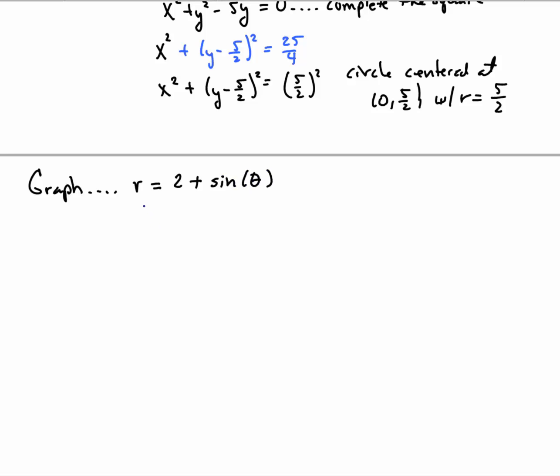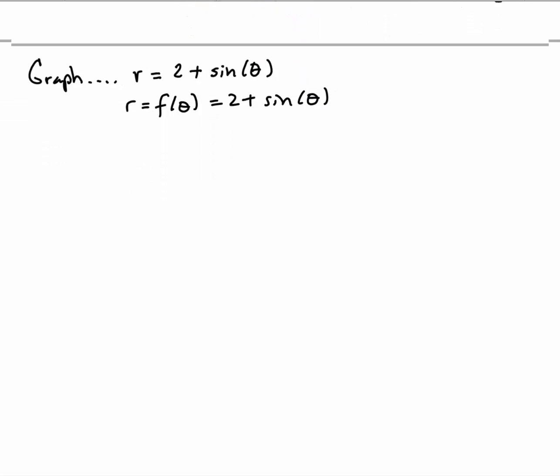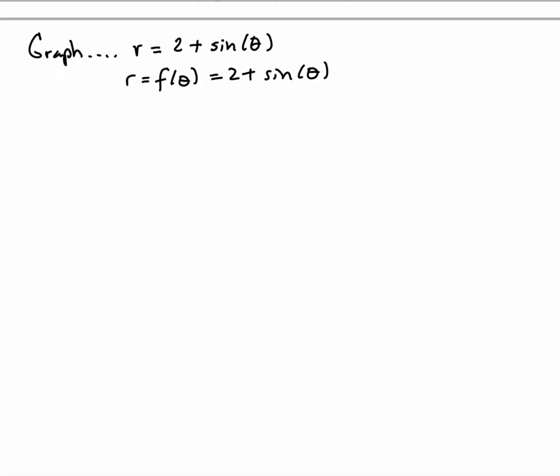Now if we want to think about this using functional notation, this would be the same as r equals f of theta, just like we would use f of x, 2 plus sine theta. So we'll plot points. Now remember, when we graph points, we like to have r first and then theta. So this is going to look a little bit backward. I'm going to have my different values of theta over here, and then r is 2 plus sine theta.